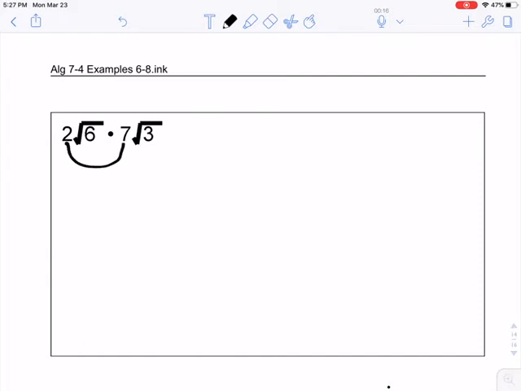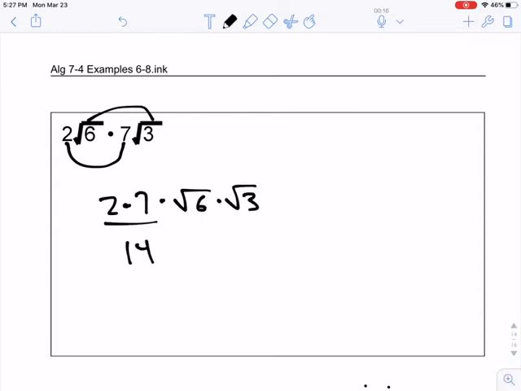So let's start by recognizing what we can multiply together. I can multiply my 2 times my 7, and then I can multiply my square root of 6 times my square root of 3. All right, 2 times 7 gives me 14. Square root of 6 times the square root of 3 gives me the square root of 18. Look at that square root of 18 and ask yourself, is that simplified?